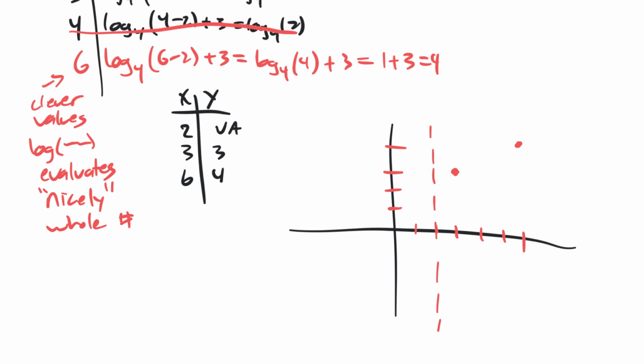All right, so again, 2 points might not seem like enough, but because we have that asymptote, we get the shape like this. And we're good to go. There's our graph of the logarithm.